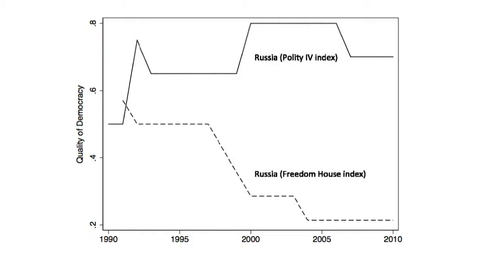The dashed line shows you the quality of democracy in Russia over the past 20 years as measured by Freedom House. How many people are familiar with Freedom House or have heard of it? It's a well-known organization that ranks countries according to how democratic they are. Fairly influential. The top one is an index called the Polity 4 index, which is very commonly used both in social science and in policy to measure countries on a scale from negative 10 to 10 in terms of how democratic they are.